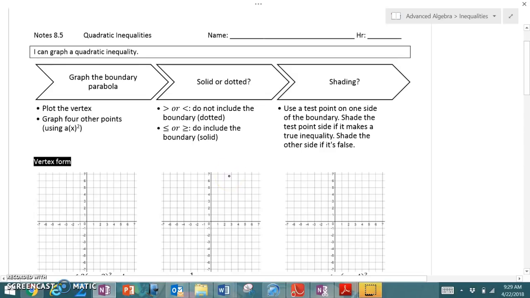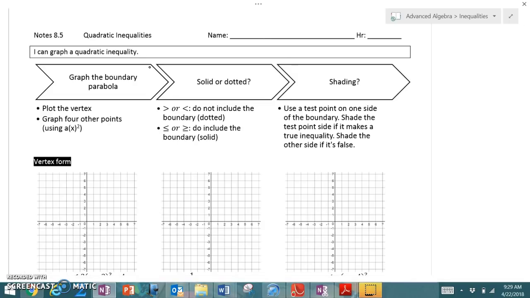Hi class, today we're going to look at section 8.5 and we're going to learn how to graph quadratic inequalities. Now I broke this lesson down into two videos. This video will focus on when we're given vertex form, and the second video will focus on what happens if we're given standard form, which will be good because it reviews a concept we learned earlier this year. So you can see that our objective today is I can graph a quadratic inequality, both given vertex form and standard form.